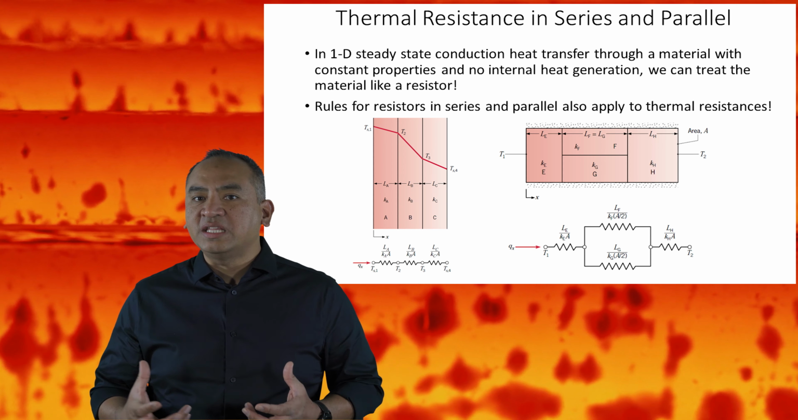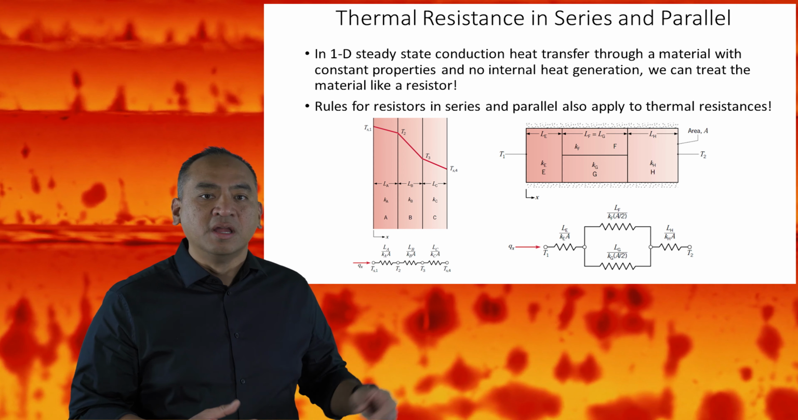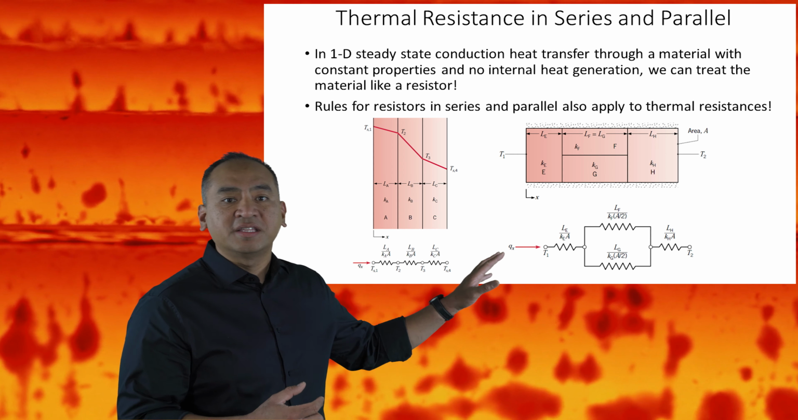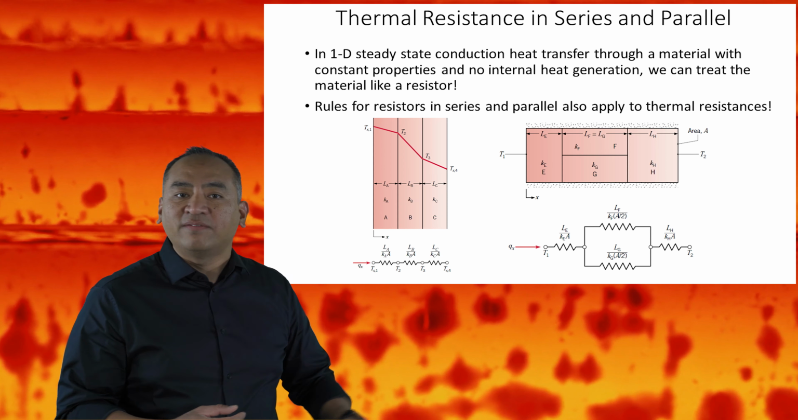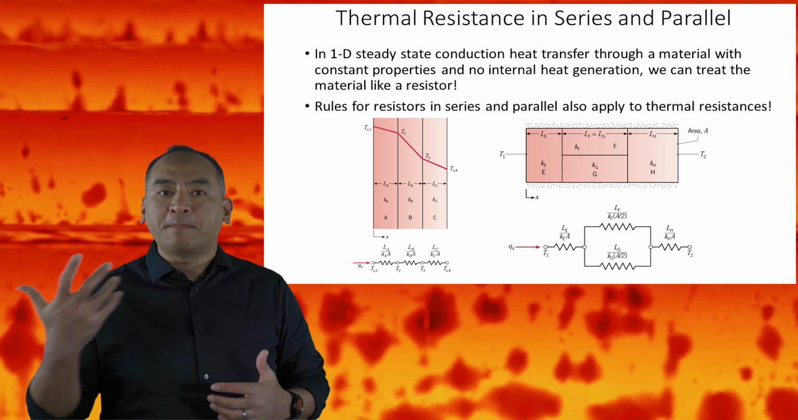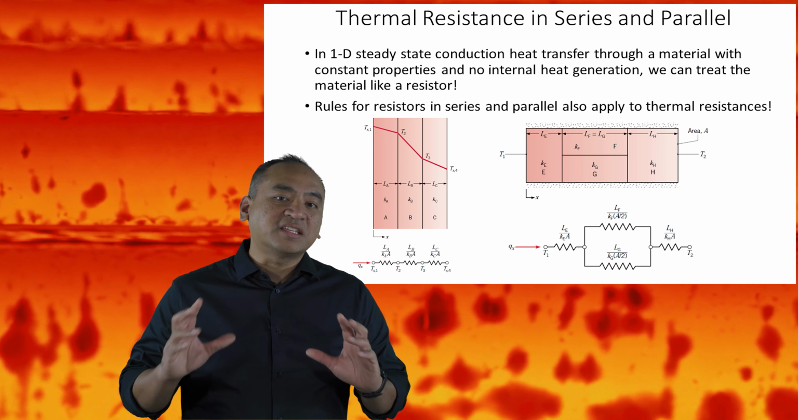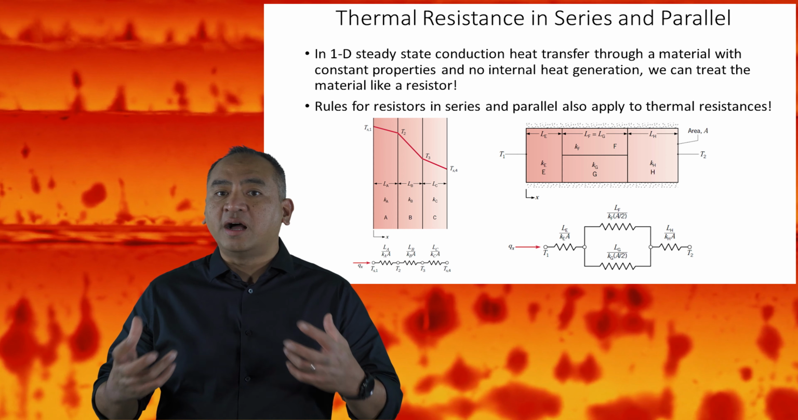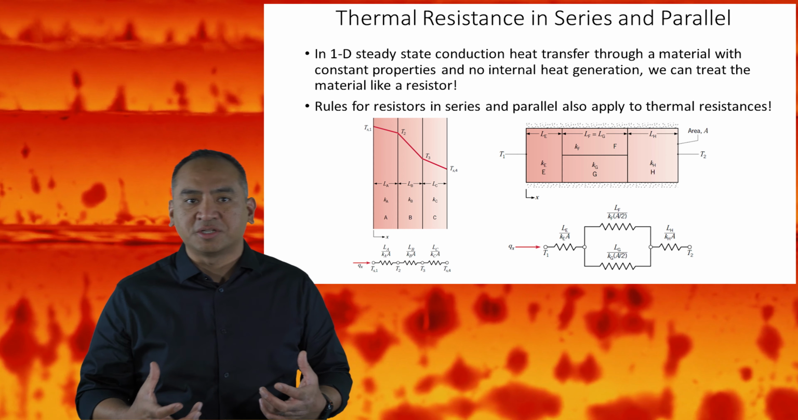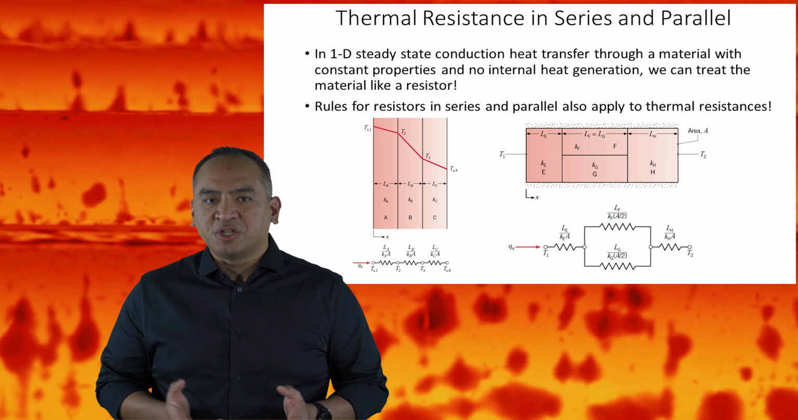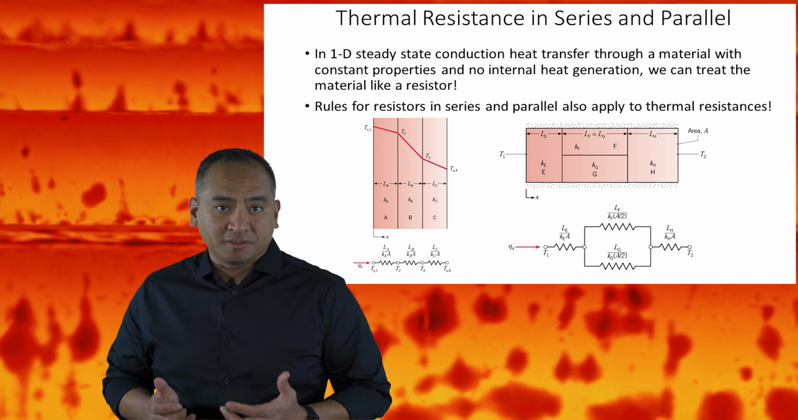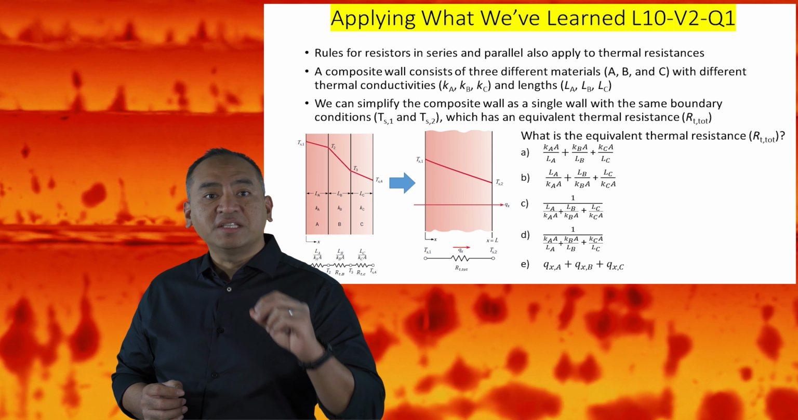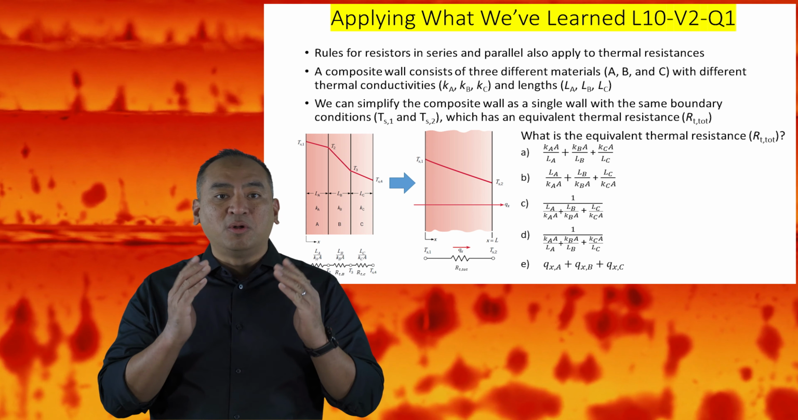Here you can see three different materials in a composite structure can actually behave like three resistors in series. In the figure on the right, you can see how various sections of this wall behave like resistors in series and resistors in parallel. Again, the key assumptions here are one-dimensional steady-state conduction through materials with constant properties and no internal heat generation. With these assumptions, we can model materials like resistors. Let's apply what we've learned. So, rules for resistors in series and parallel also apply to thermal resistances.